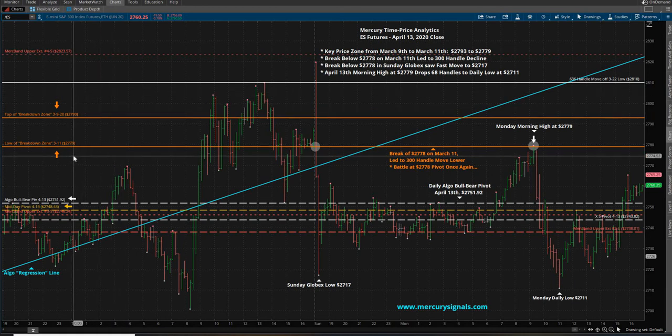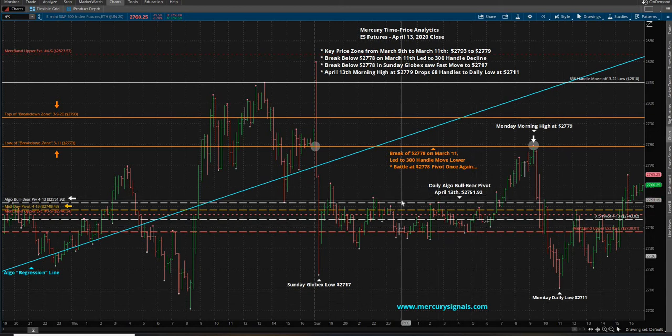So what happened when 27.79 broke on Sunday evening Globex open? You had this fast move down to 27.17. Now what's interesting is the morning high today came at the same price. It came right back to the scene of the crime, 27.79. That was your morning high. And again, very fast, very violent sell-off, this time taking out the Sunday Globex low and finding a bottom at 27.11.